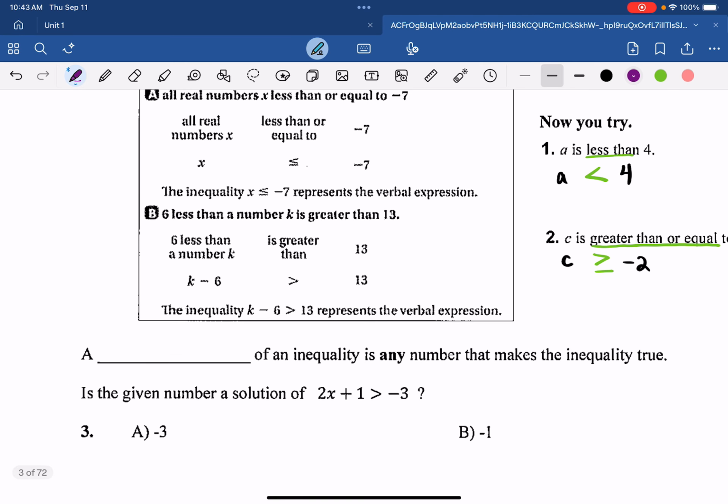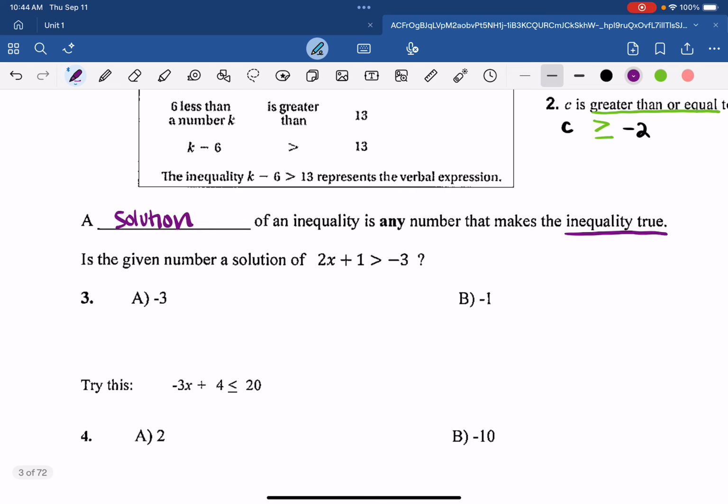Now, a solution of an inequality is any number that makes the inequality true. So we could have multiple solutions that make a statement true. Let's test this one. Here I give you an inequality. We call it an inequality because I don't have an equal sign. I have a greater than symbol right here. It says, is the given number a solution of 2x plus 1 is greater than -3?